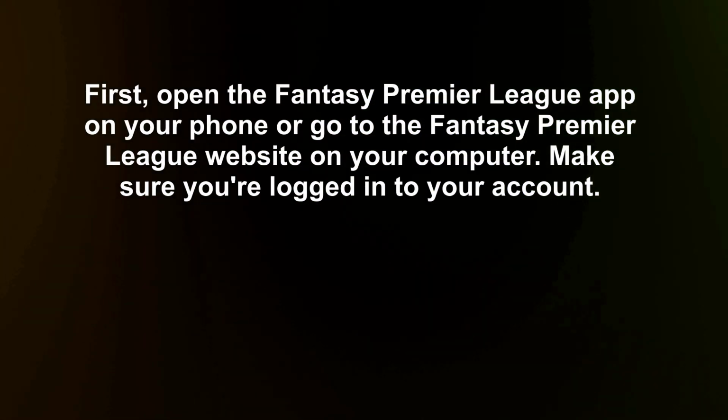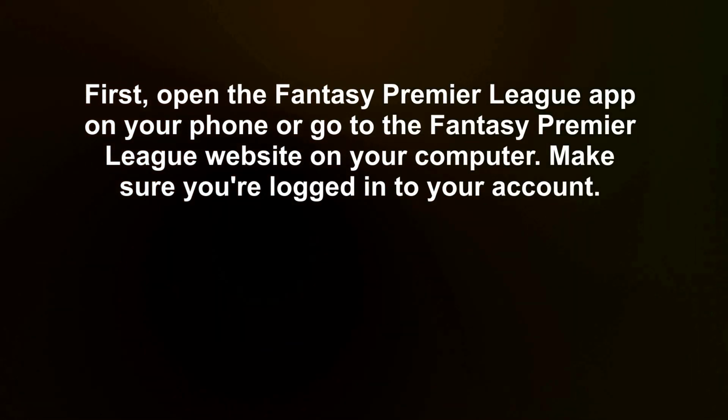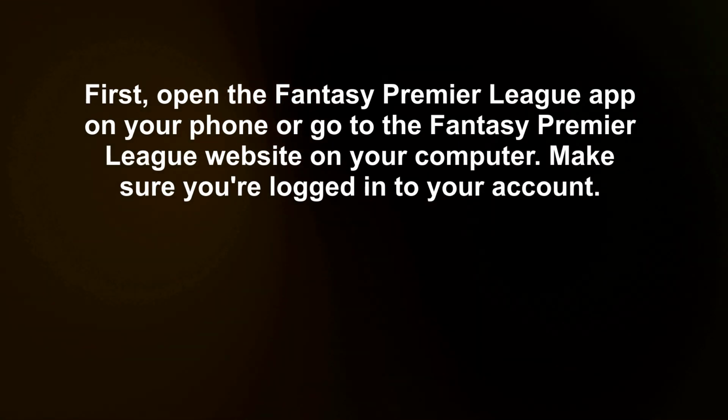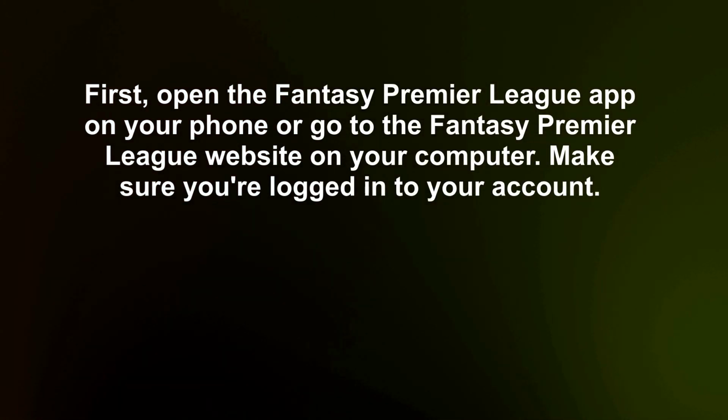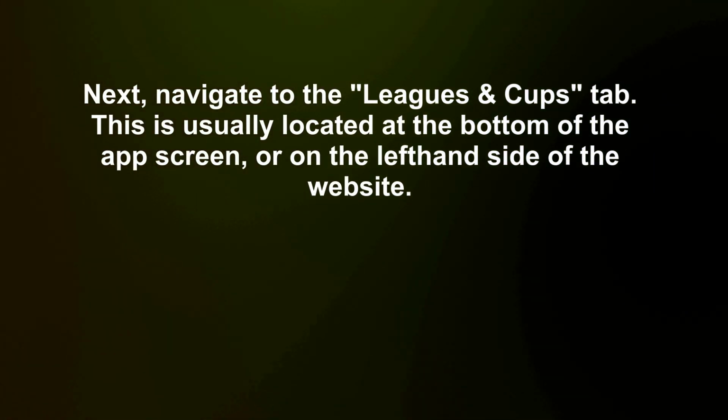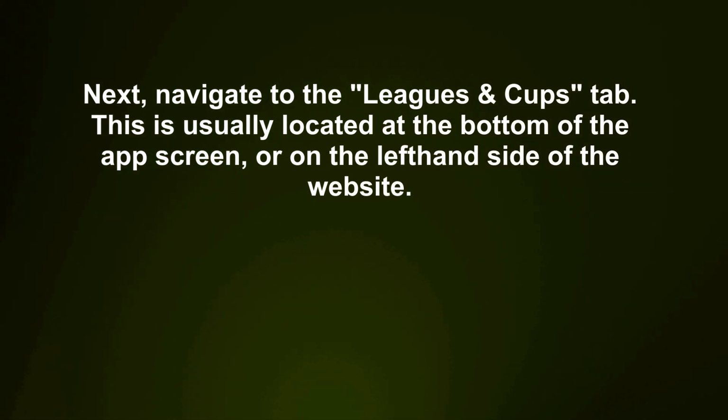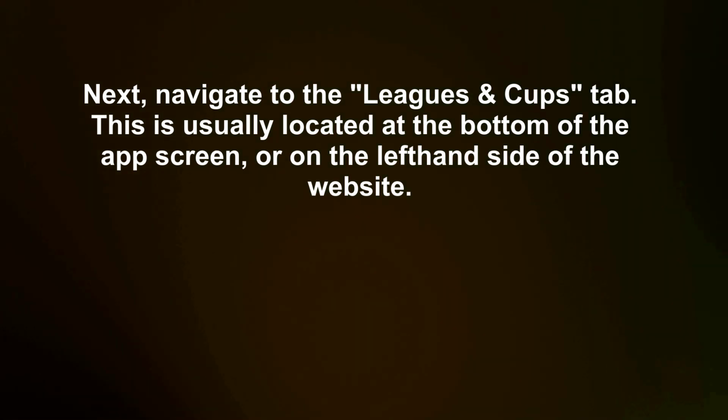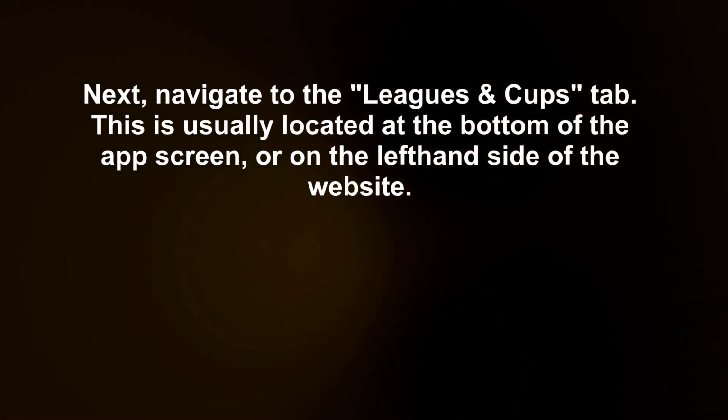First, open the Fantasy Premier League app on your phone or go to the Fantasy Premier League website on your computer. Make sure you're logged into your account. Next, navigate to the Leagues and Cups tab. This is usually located at the bottom of the app screen or on the left-hand side of the website.